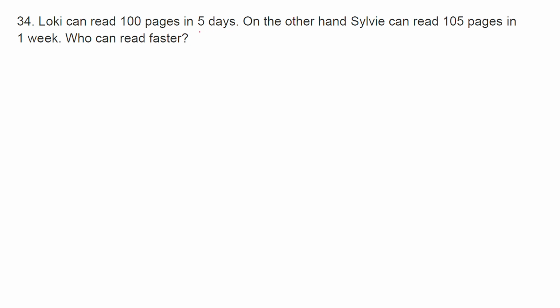So let's try to find first the unit rate of each of the characters. So for Loki, he can read 100 pages in 5 days. And then for Sylvie, she can read 105 pages in 1 week. However, this 1 week here, in days, 1 week is equal to how many days?